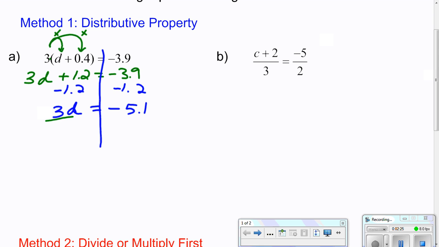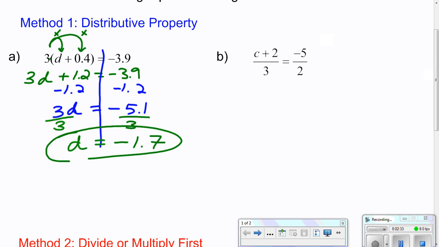And then to undo times by 3, we're going to divide both sides by 3. And we get d is equal to negative 1.7. Okay, and then we could substitute that to check. So we could go 3 times negative 1.7 plus 0.4 should equal negative 3.9.